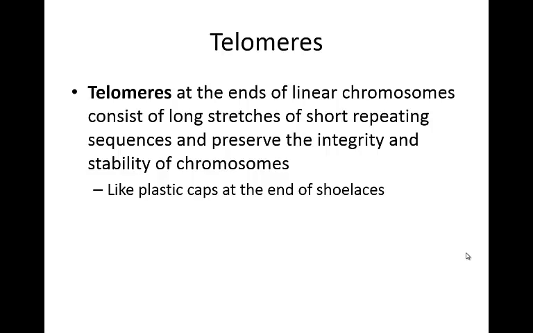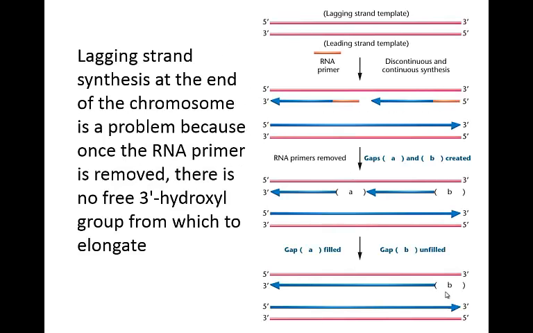And each time a cell replicates, each time the DNA replicates, the telomeres get just a little bit shorter. And most cells have a set number of times that they can divide before they basically stop dividing. And we call this process senescence. So the reason why we have them, let's look a little bit more closely.